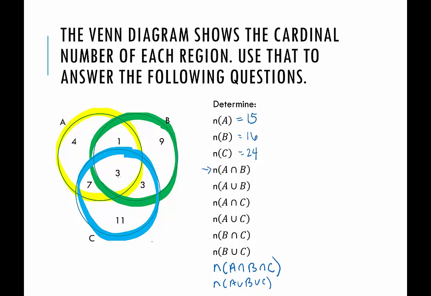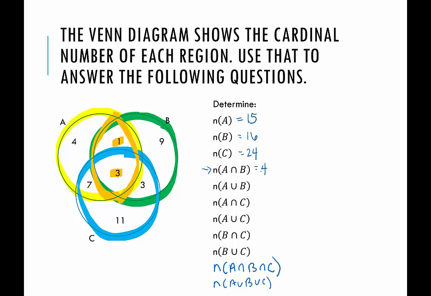So first, we want to look at A intersect B. So remember what region we're talking about with A intersect B. Where does A intersect B? Right in here. This whole region here is where A and B intersect. You'll notice that there are two different regions within the region of A intersect B, right? There's the one here and there's the 3 here. So we want to add those numbers together to get the cardinal number of the intersection of A and B. That would be 1 plus 3, and it would be 4.